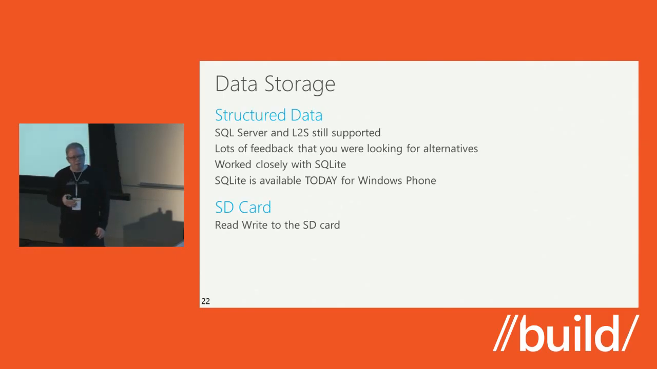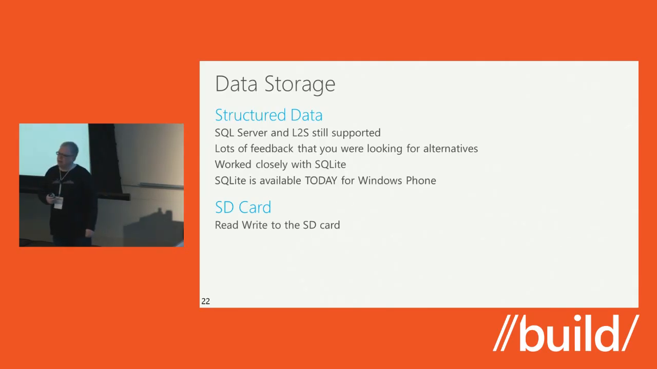Now, that's great, but what if you just want to write an XML file? Isolated storage is great, but you could be running on a 4 GB phone. In Windows Phone 8, we've introduced the ability to add SD cards. Now, some of you remember we had SD cards in Windows Phone 7.5 and 7.0. This time we did it right.